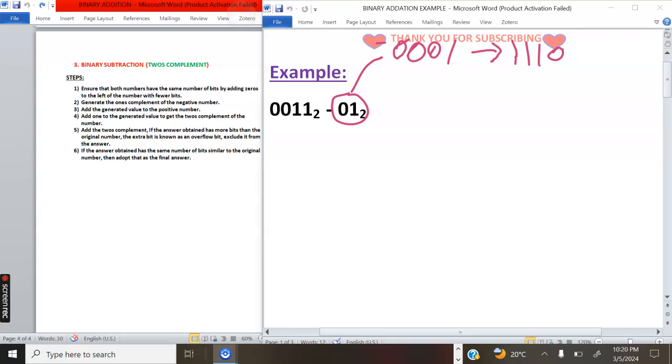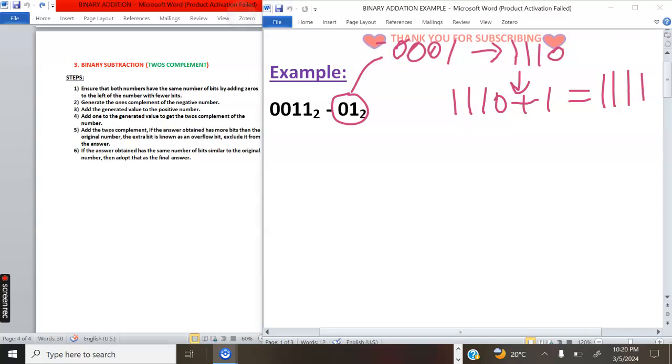Let's move to step number 3. You add the generated value to the positive number, which is 0 0 1 1. So I will take the generated number, 1 1 1 0, plus 1 1. Remember the rules: whenever we have 0 plus 1, it gives you 1. Therefore, the answer will be 1 1 1 1.